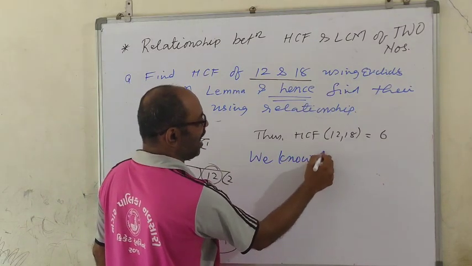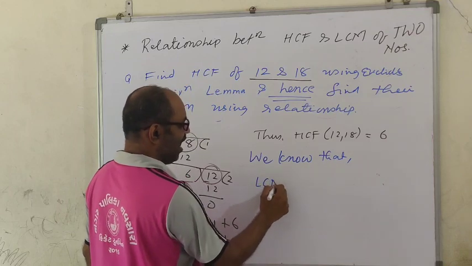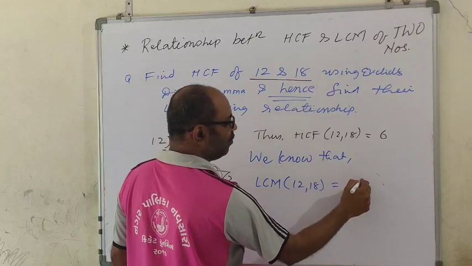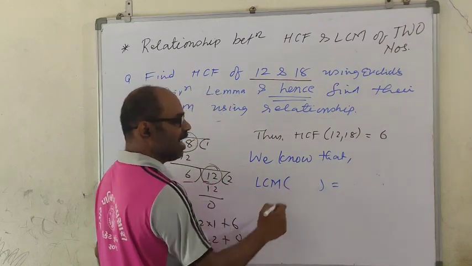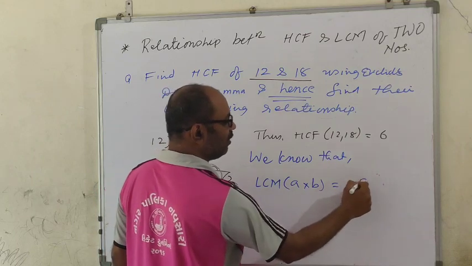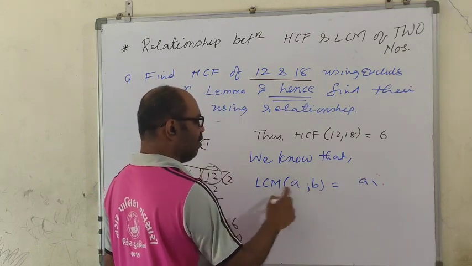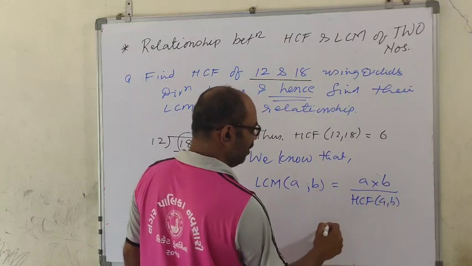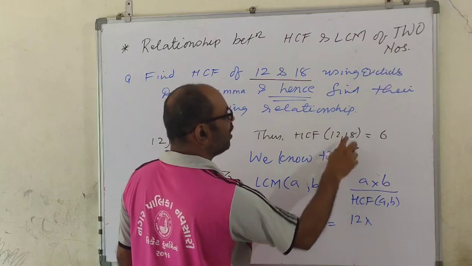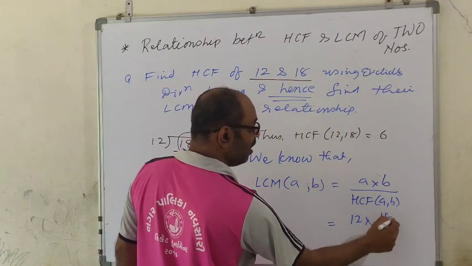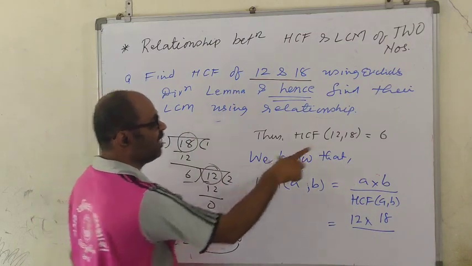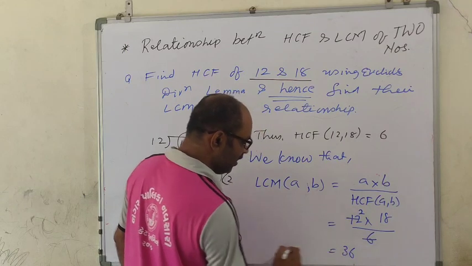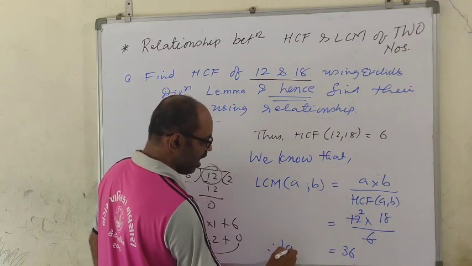Now we know the relationship to find LCM. Tell me, LCM of two numbers, 12 and 18, is equal to... we'll write that formula. LCM of A and B is equal to A into B upon HCF of A and B. Now tell me, what is A here? 12. What is B here? 18. Upon HCF of A and B in this case, 6. 6 ones are 6, 6 twos are 12, 6 threes are 18, so 36.